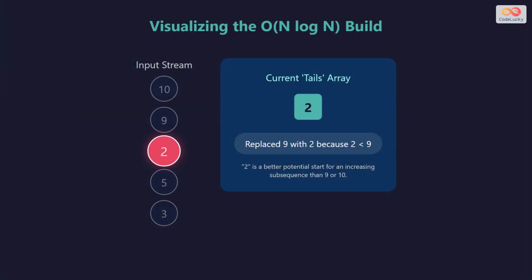Let us see this in action. Imagine our input stream starts with 10, 9, and 2. Initially, our tails list holds 10, then comes 9. 9 is smaller than 10, so we replace 10 with 9. Then comes 2. 2 is smaller than 9, so we replace 9 with 2. By keeping the tail element small, we make it easier to extend the sequence later.